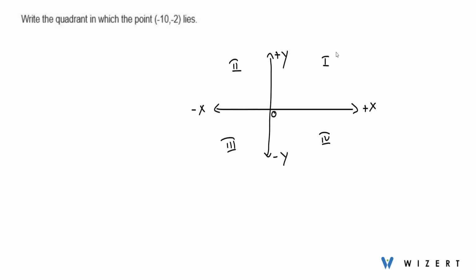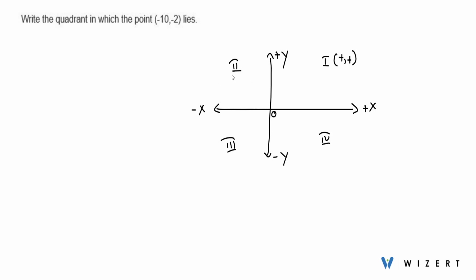Now quadrant number 1 is represented by plus, plus, because in quadrant number 1, all points have a positive x coordinate. That is, all points present in quadrant number 1, their x coordinate value will be positive. Similarly, their y coordinate value will also be positive because we are going above the x reference line. So that's why it's represented by the plus sign.